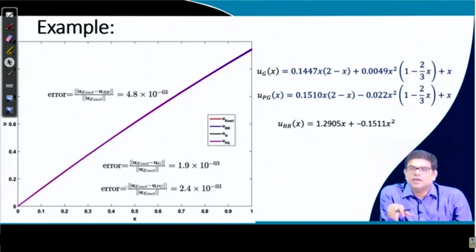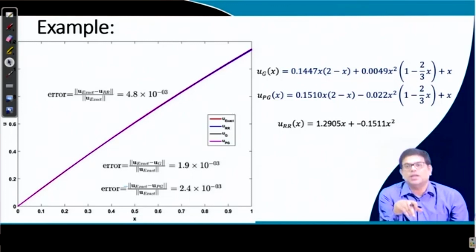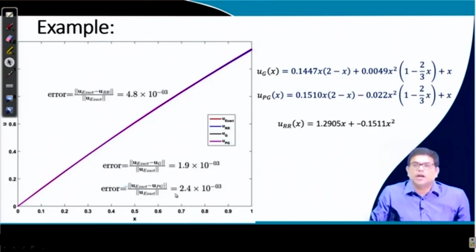Now again the coefficients are different. If you look carefully, the solution for the Galerkin, C1 C2, and the solution for the Petrov-Galerkin, which is C1 C2, both coefficients are different. So the solution is distinctively not very different, but if you compute the error norms, then you will see that Petrov-Galerkin gives 2.4 into 10 to the power minus 3. So this is done with the 100 points.